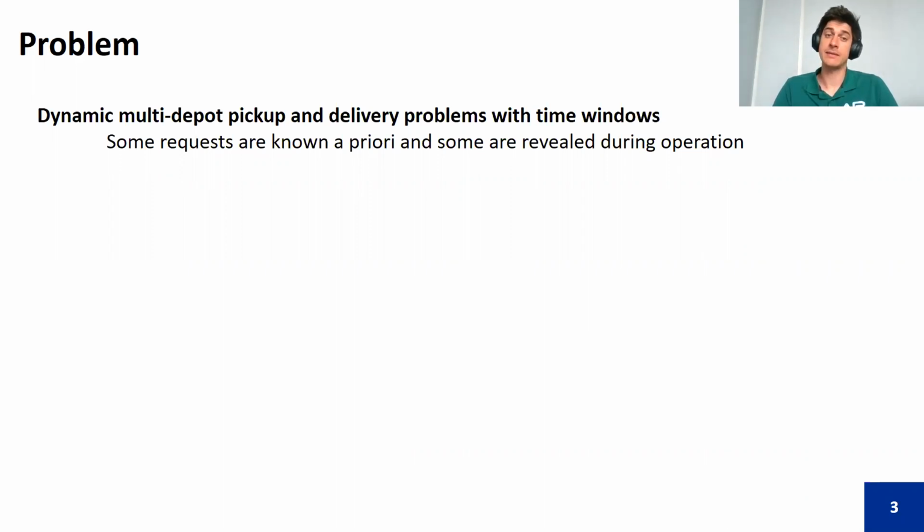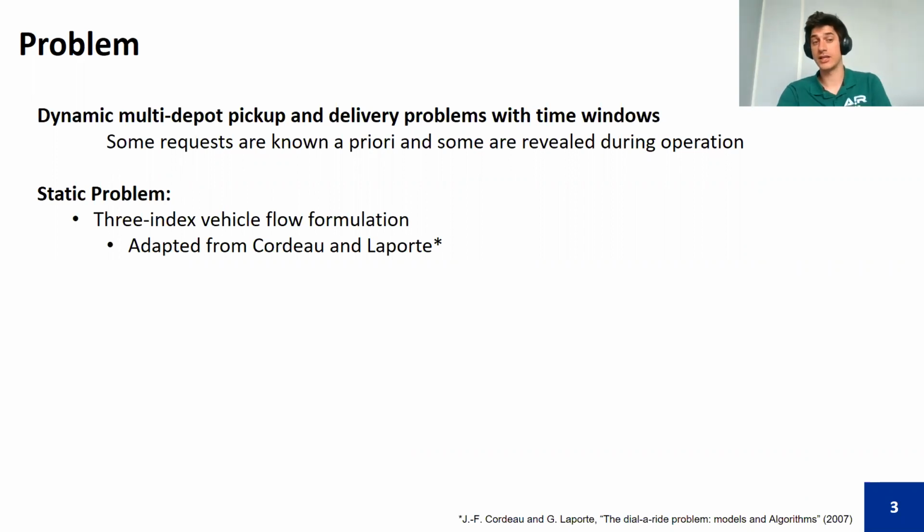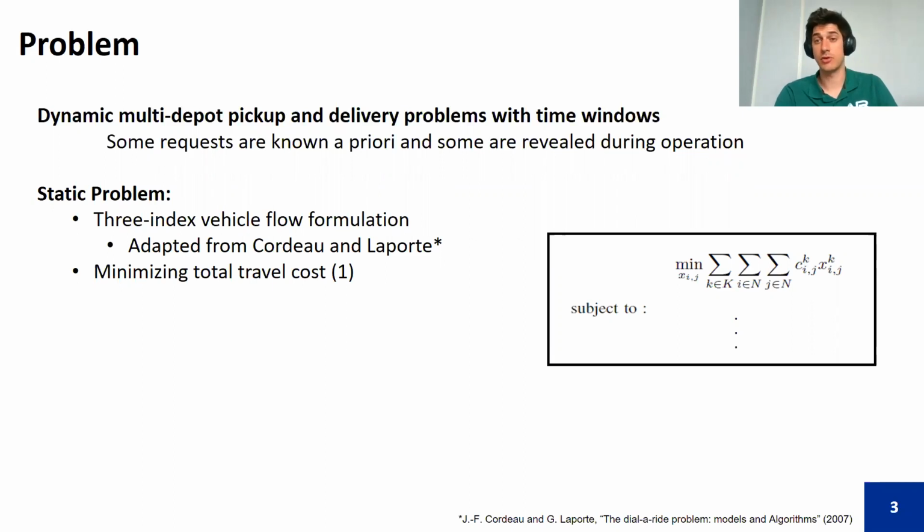Dynamic in our case means some requests are known in advance and some are revealed during operation. So that means the problem is changing over time while it's carried out. We first of all modeled our problem as a static problem. To do so, we used a three-index flow formulation adapted from Cordeau and Laporte, and we formalized it as a minimization problem of total travel cost. On the right, you see that formula, and it's also subject to 16 constraints to ensure the problem constraints. We want to refer here to the paper.